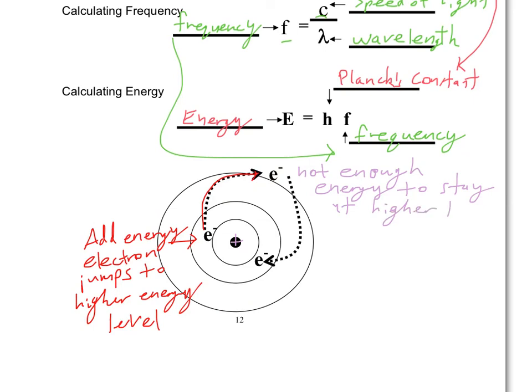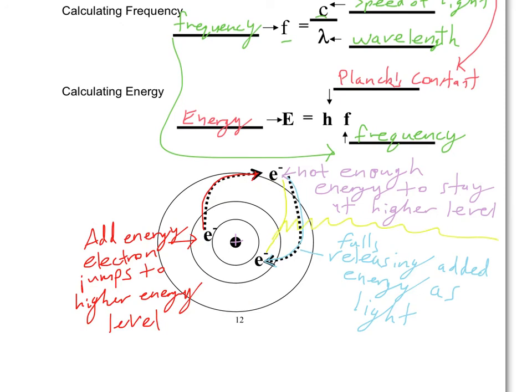So it's going to release that energy. So it falls down, releasing the added energy as light. So when you see light, what you're really seeing is just electrons leaping from where they are up, and when they fall, it's in this process of falling that light waves come out.